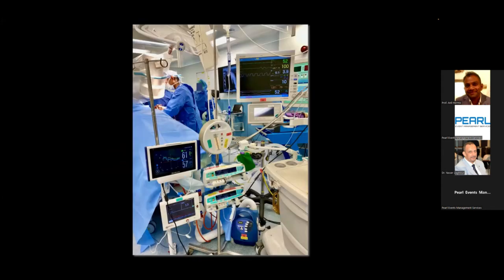So this, the same theatre, now the setup is slightly different. We have BIS being monitored here. We've got INVOS and cerebral oximetry being monitored here. Null is here, and you can see my TIVA setup just here.